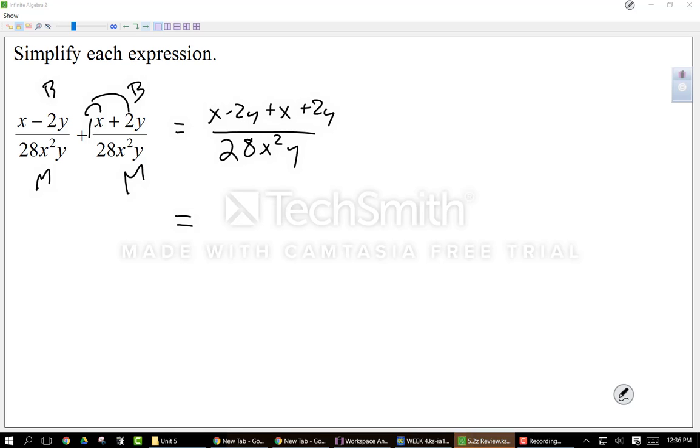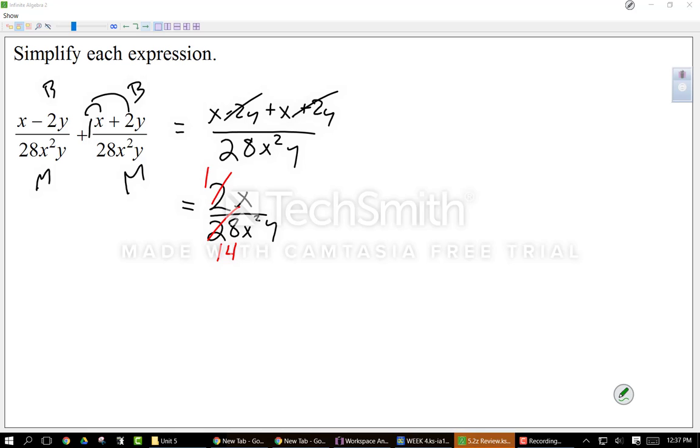Now I can combine like terms in my numerator. x plus x is 2x. Negative 2y plus 2y is 0, so these cancel, over my 28x squared y. Again, from the previous problem, I can reduce because they're both monomials. So I have a 2 up top and a 28 below. So that 28 actually turns into a 14, and the 2 turns into a 1. I just divided them by 2.